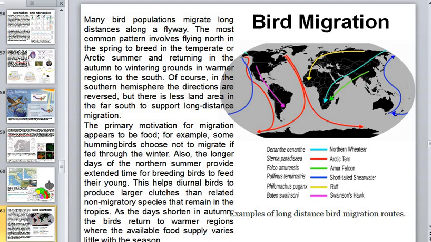Migration is marked by its annual seasonality. Non-migratory birds are said to be resident or sedentary. And here we see this primary motivation for migration, just to find food, for example.